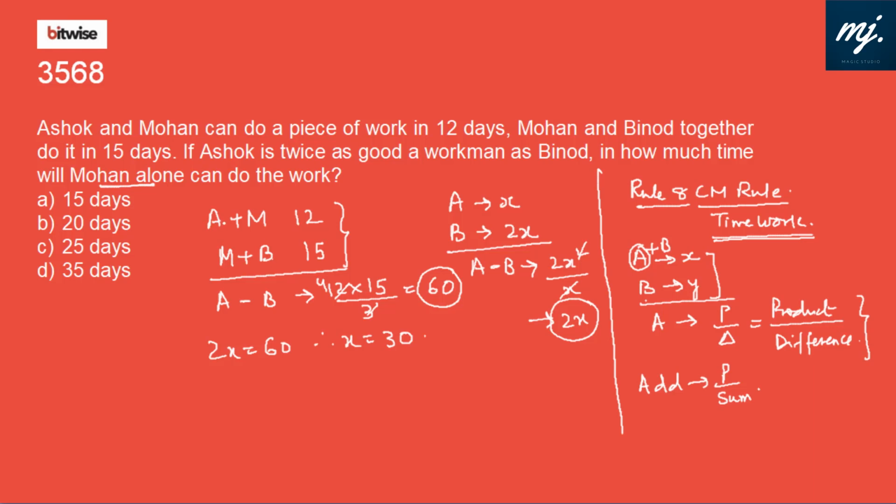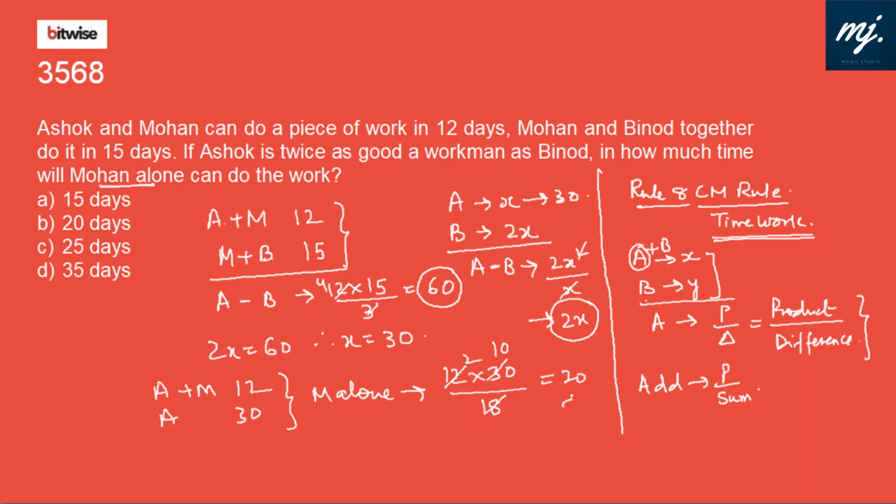We need the time taken by Mohan. Either we can start with Vinod or we can do it with Ashok also. So Ashok will take 30 days to complete. A plus M is 12. A alone is 30. Then M alone will take, again product by difference, 12 into 30 by 30 minus 12, which is 18. 6, 2, 6, 3 and 10. 20 days. The same formula used 3 times in succession to find the answer. Mohan alone will do it in 20 days.